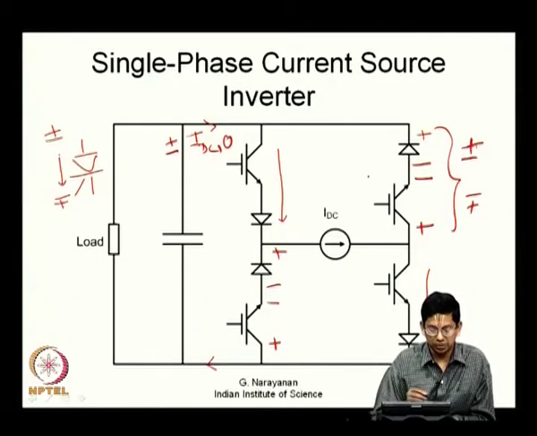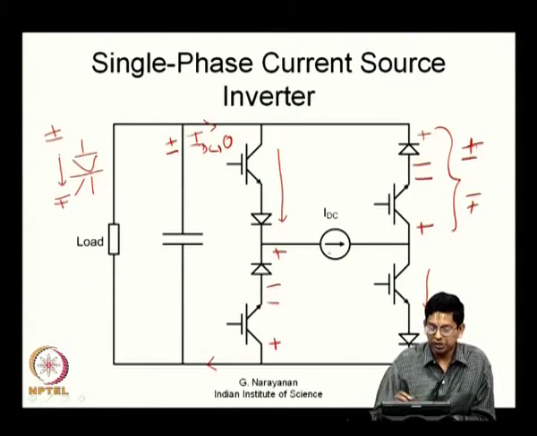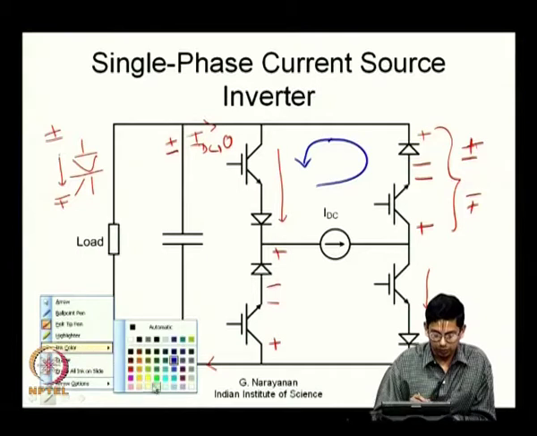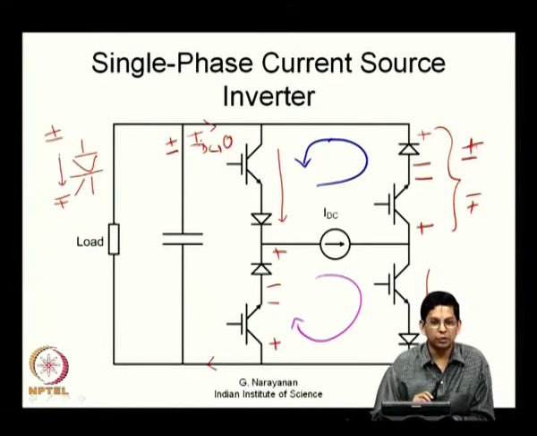Let us say if both these transistors are on, then the current gets a path to flow around like this. Alternatively, let us choose some other color. If these two transistors are on, then the current gets to flow like this. It does not flow through the load. So, the load side current will be equal to 0.